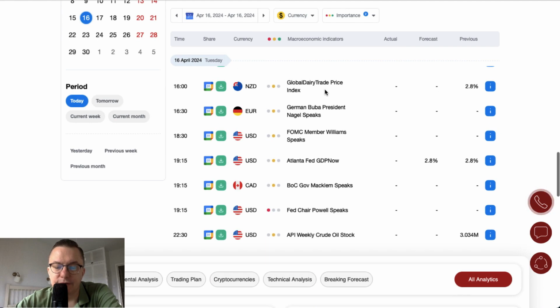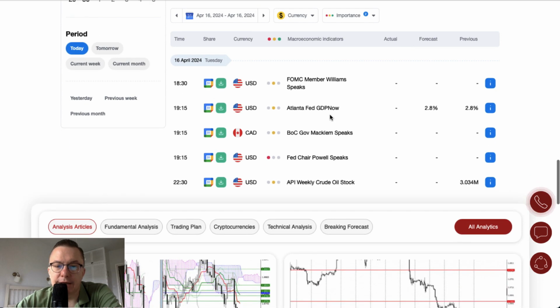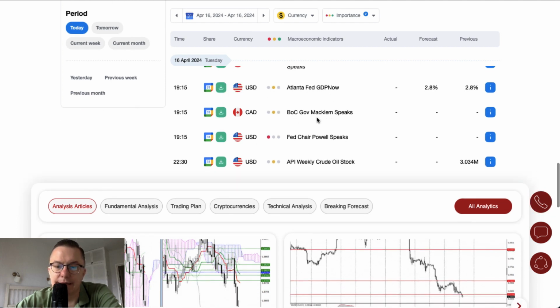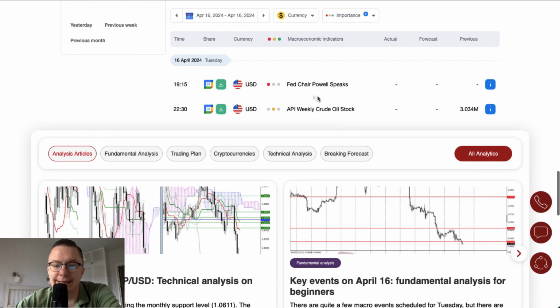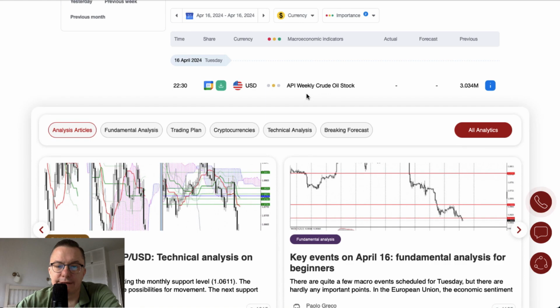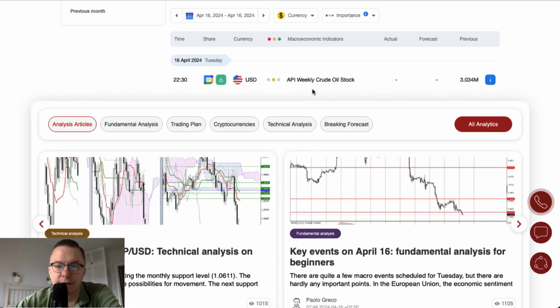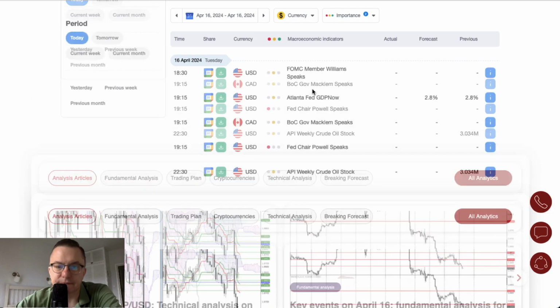Global Dairy Trade Price Index from New Zealand is scheduled for release at 4 o'clock. And 30 minutes later, we got Bundesbank President Joachim Nagel to give a speech. At 6:30, we got a speech from the FOMC member Williams. Then we got Atlanta Fed GDPNow, 7:15, together with the Bank of Canada Governor Macklem, who will give a speech as well, and the event of the day from the Fed. The speech from Jerome Powell, the Fed chair, scheduled for release at 7:15. We are going to end this day with the API weekly crude oil stock at 10:30.